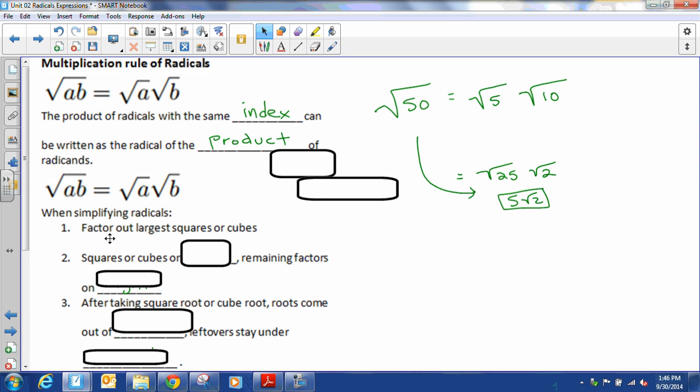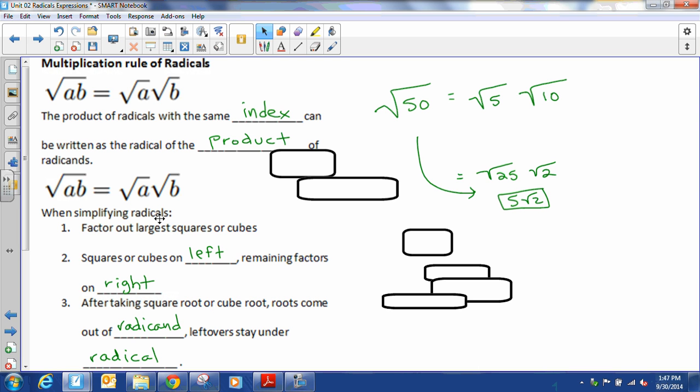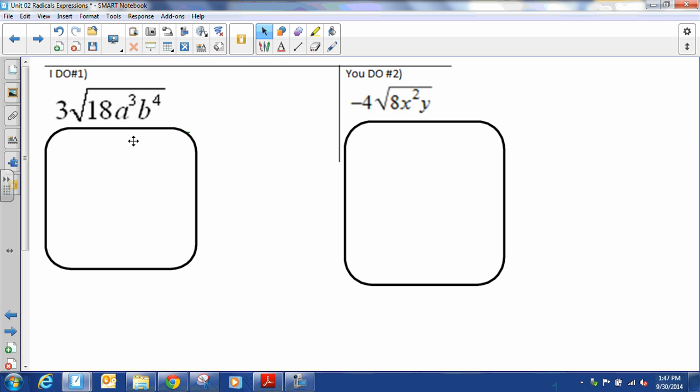So the process we want to use when simplifying radicals, we want to factor out the largest squares or cubes. The squares or cubes remain on the left, and on the right side are all the leftover factors. After taking the square root or cube root, the roots come out of the radicand, and the leftovers stay under the radical. Let's look at the first example.